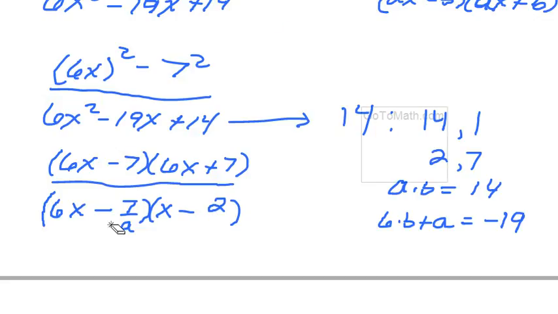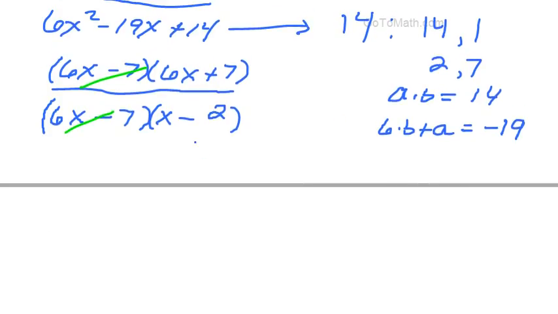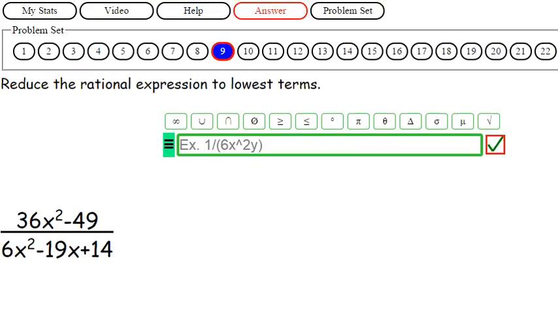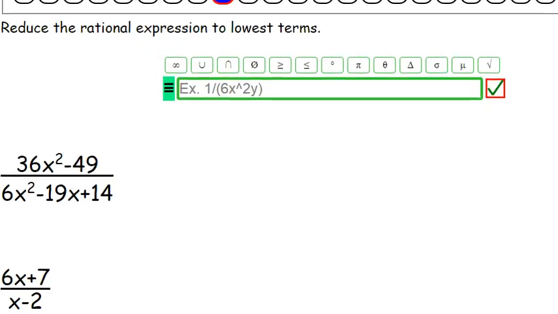Alright, let's just get rid of that piece there. Ended up getting rid of everything. So now what we can do is some canceling. We have a 6x minus 7, 6x minus 7, and it looks like we're going to be left with 6x plus 7 over x minus 2.